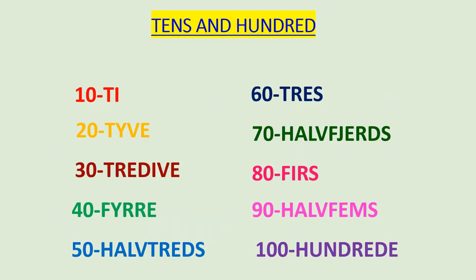Before we move on to the numbers from 21 to 100, let's take a moment to learn about the tens and the number 100. Understanding these numbers is important because you will use them frequently when counting higher numbers. So let's dive in. 10, 20, 30, 40, 50, 60, 70, 80, 90, 100.